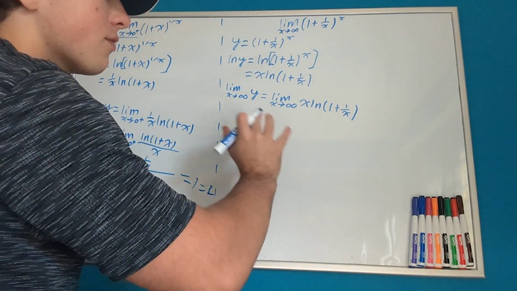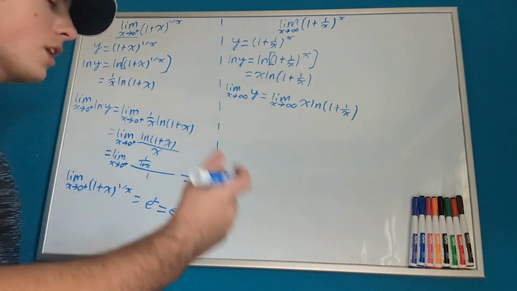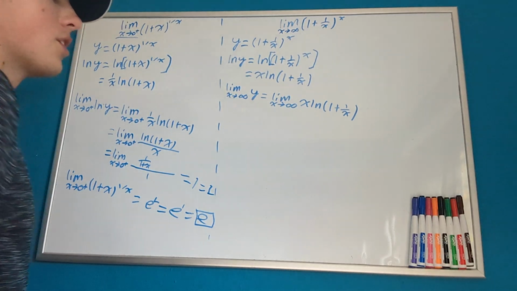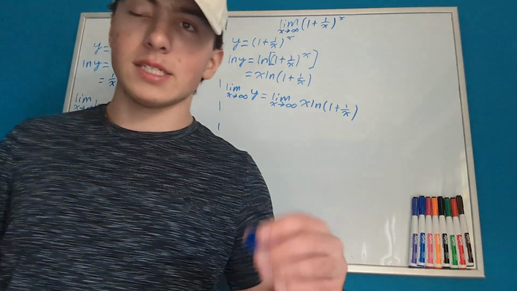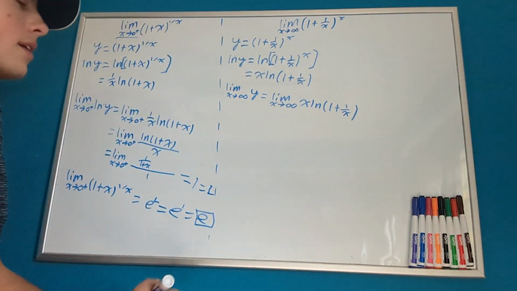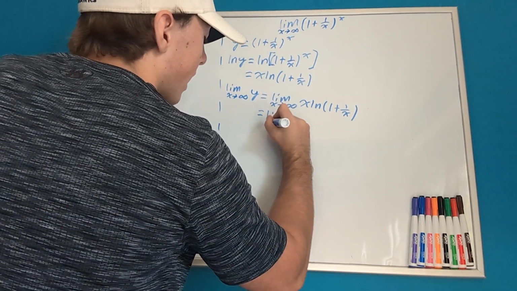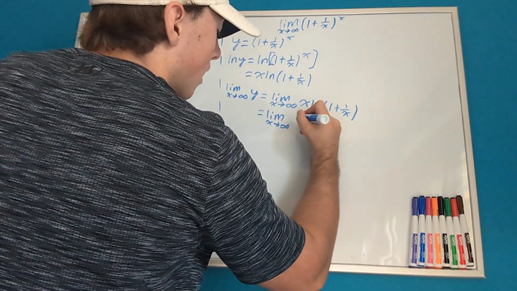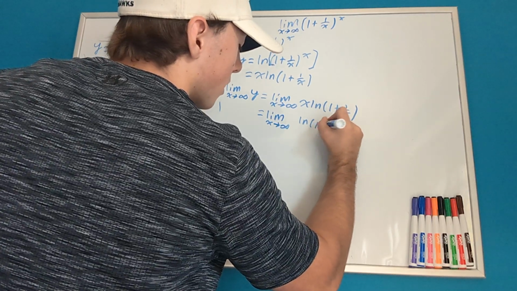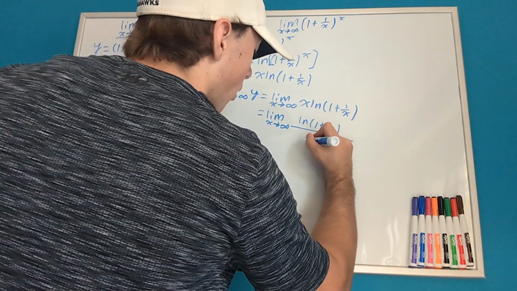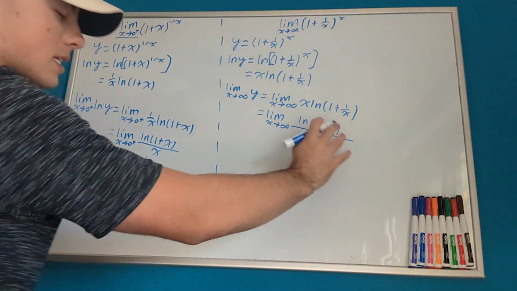We really want to put it into a fraction, but we can't really do anything with this natural log. So is there anything we can do with the x? At first glance, you might say no, there's nothing we can do. Well, there is something we can do. We can change this to the limit as x approaches infinity of the natural log of 1 plus 1 over x, over 1 over x, because that's the same thing.